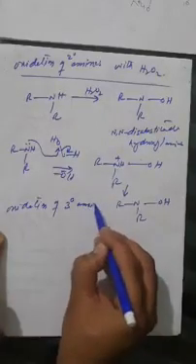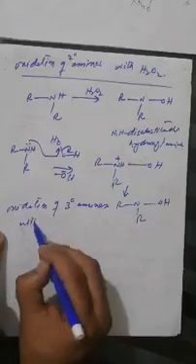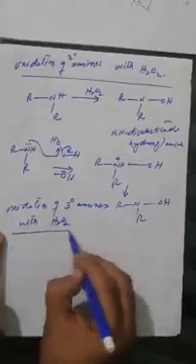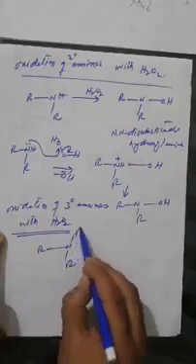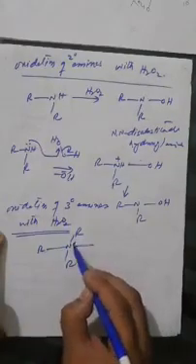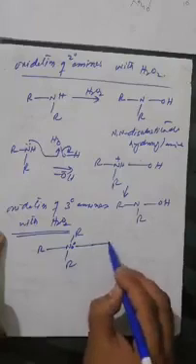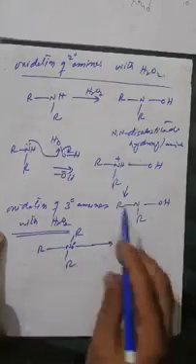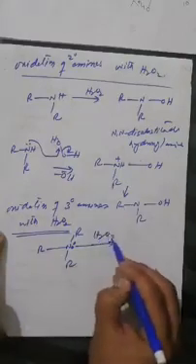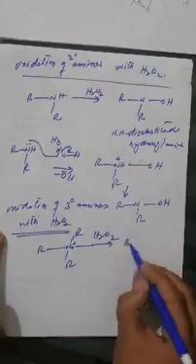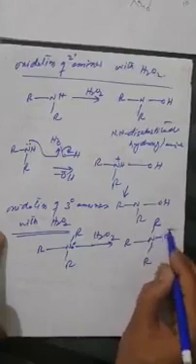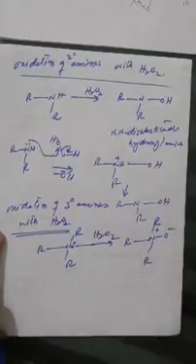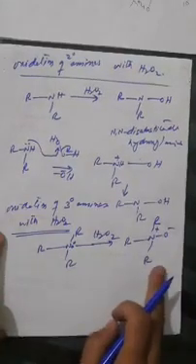Now oxidation of tertiary amines with hydrogen peroxide. This is a tertiary amine. So when tertiary amine reacts with hydrogen peroxide, your final product is quaternary ammonium oxide.